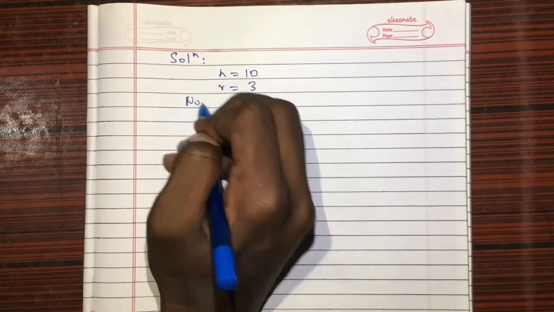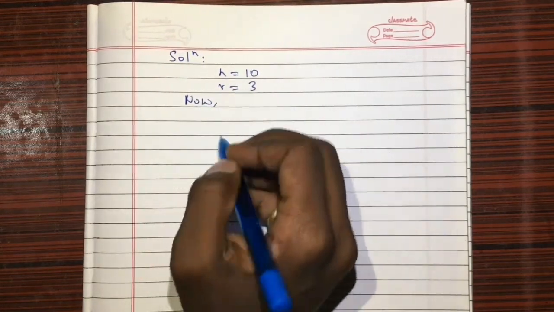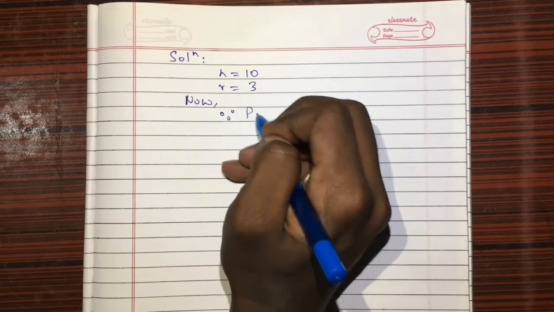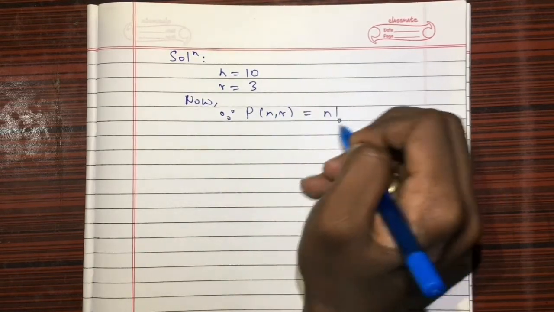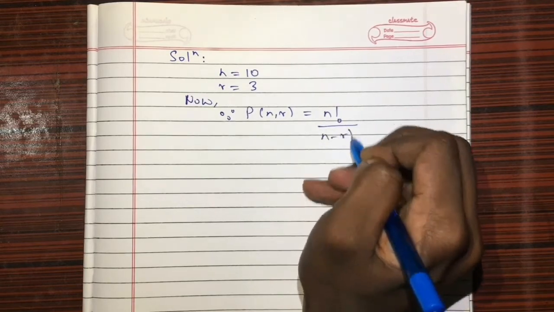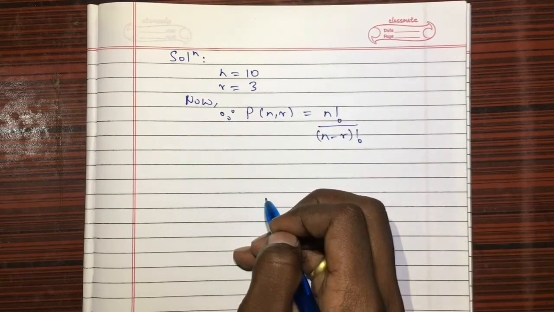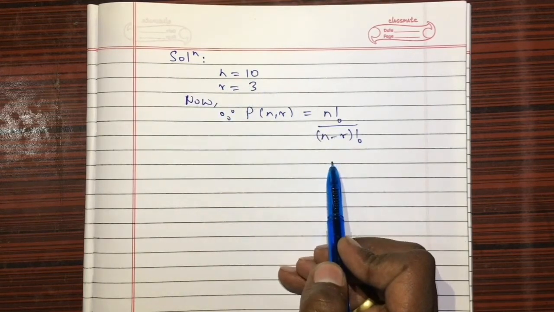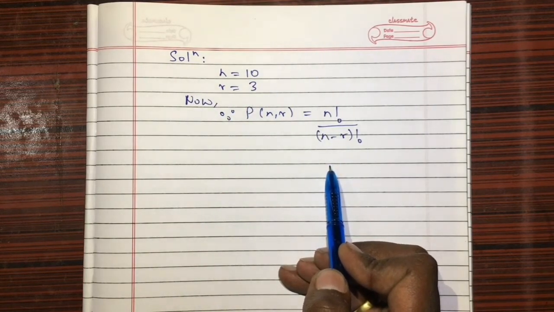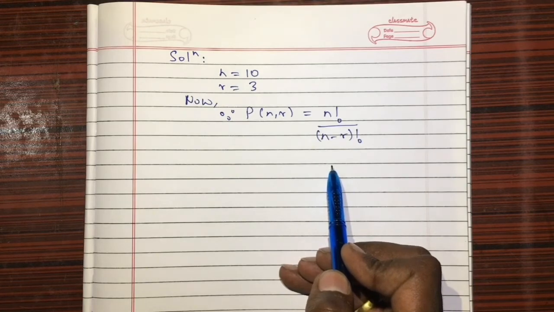Now again, by applying the same formula, P(n, r) is equal to n factorial over (n minus r) factorial, we simply have to plug in the values of n and r, and then we will find out in how many ways those 3 persons can sit altogether in those 10 different vacant seats.